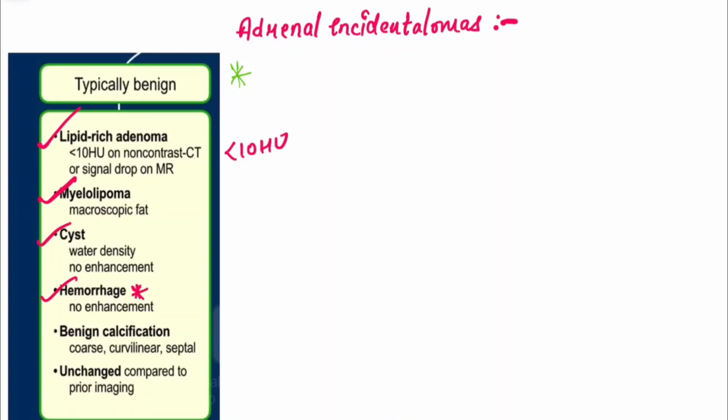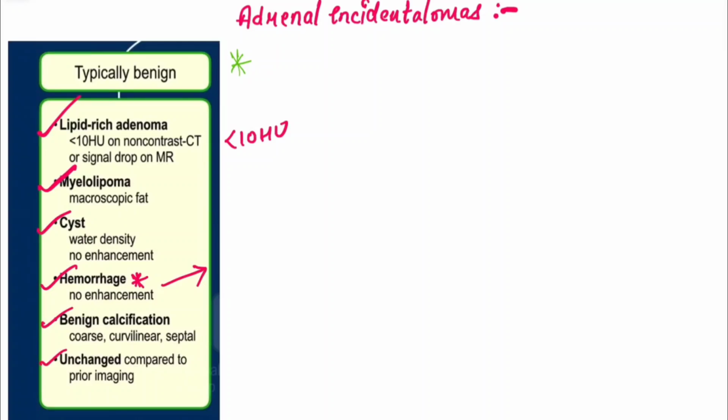In cases of adrenal hemorrhage, we have to look at the clinical scenario also, like the patient is having trauma or any acute severe illness where they present with adrenal hemorrhage, and they don't show any enhancement. Next are the benign calcifications that include coarse, curvilinear or septal calcification.